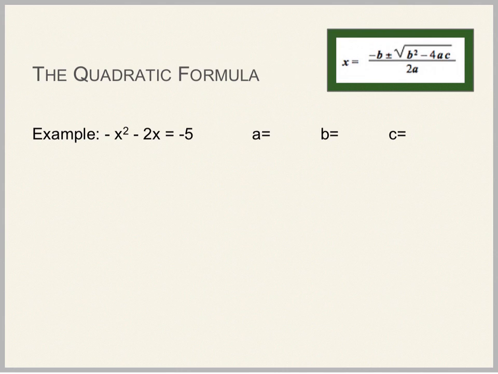The quadratic formula might come in handy in this instance. We have negative x squared minus 2x equals negative 5. Remember, we always need this to be set equal to 0. So I'm going to rewrite this as negative x squared minus 2x plus 5 equals 0. Now I can find what my a, b, and c values are, which is a equals negative 1, b equals negative 2, and c equals 5.